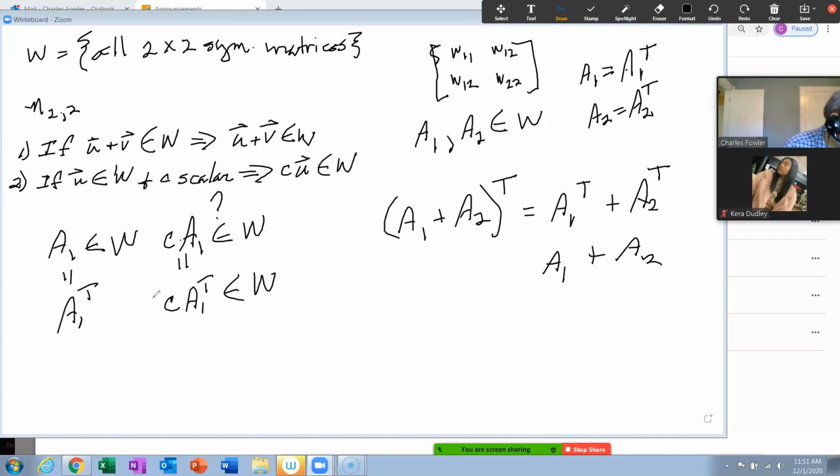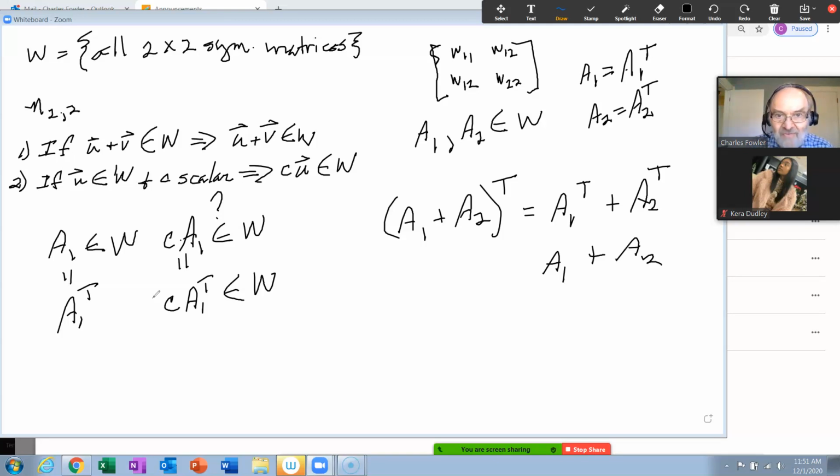Similarly, W is closed under scalar multiplication because A equals A transpose implies that C A transpose, CA in parentheses transpose, is C times A transpose, which is CA. So yeah, it's in it too. Sometimes the very obvious things are the hardest to prove, because you think, well, that's just so obvious. How do we prove that? But that is the proof, you know, that it is true.